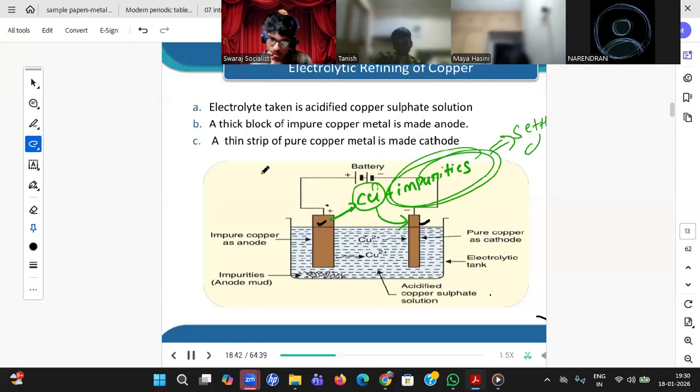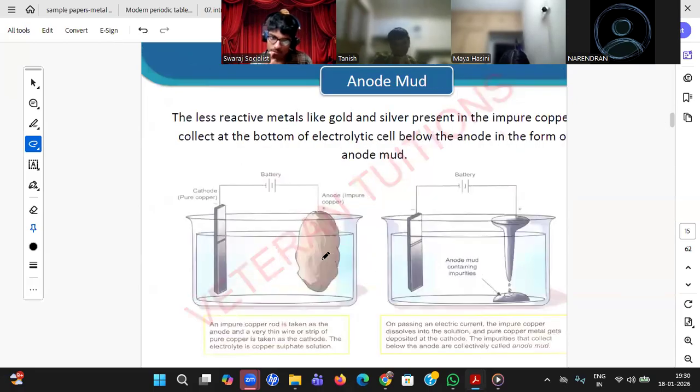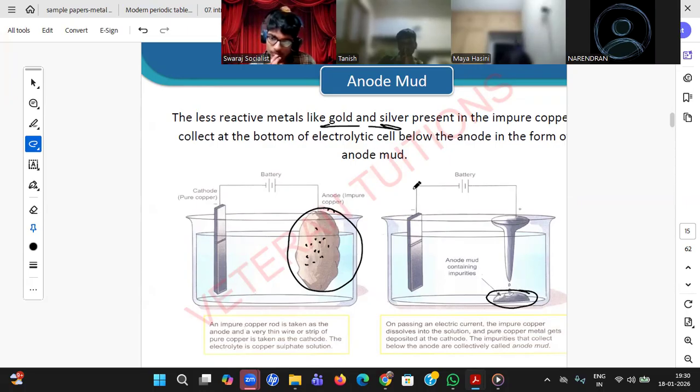And finally, you can see that this whole impure copper will become very thin like this. All the copper has been deposited, so it is very thin. It became fat now. Now, where are the impurities? Students, in this, some gold and silver impurities will be there. They are not attracted by the cathode or anode. That's the reason the impurities will deposit at the bottom. We call it anode mud. What is anode mud? Gold and silver impurities. All the impurities will be deposited below the anode. We call it anode mud.